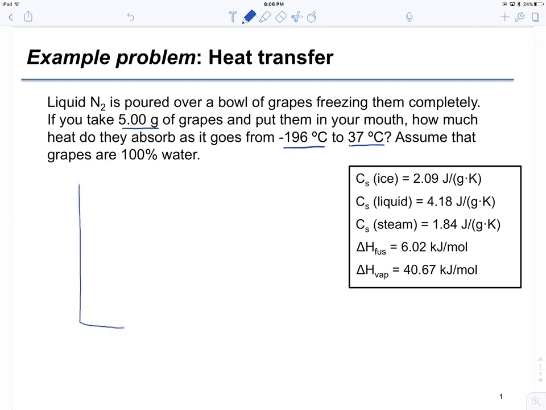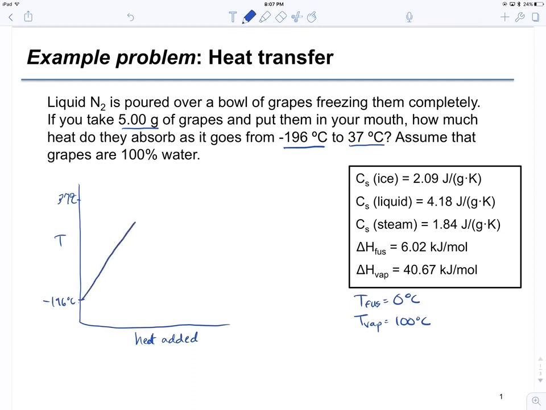I encourage you all to start by drawing a temperature versus heat added plot, which is going to be our typical heating curve. Okay, we're going from negative 196 degrees Celsius to 37 degrees Celsius. And along that path, you want to consider if there are or will be any phase changes, because phase changes, remember, are calculated differently from warming steps. So the temperature of fusion for water is 0 degrees Celsius, and the temperature for vaporization or boiling is 100 degrees Celsius. So we will cross that melting point.